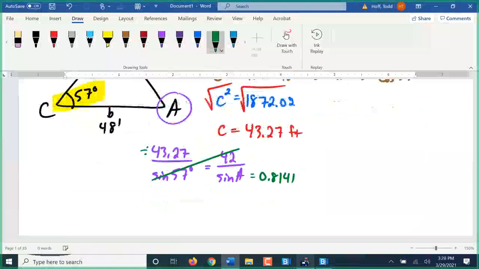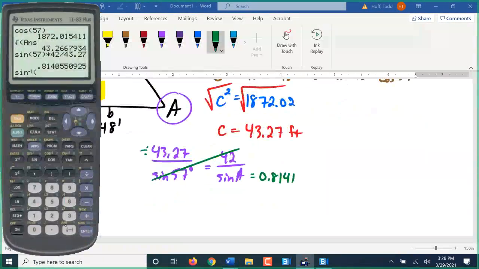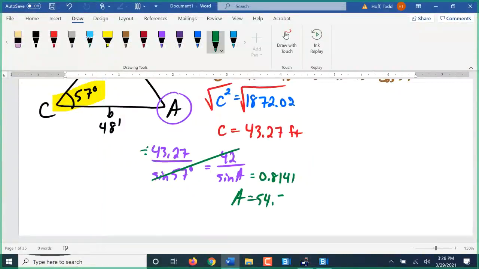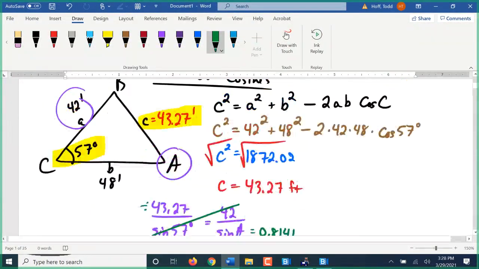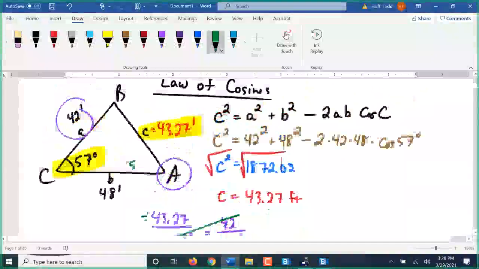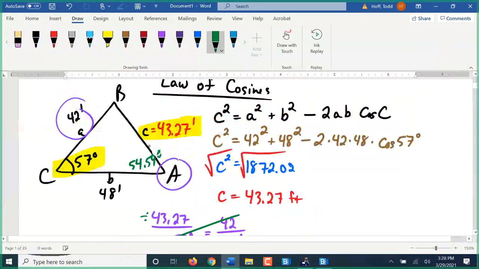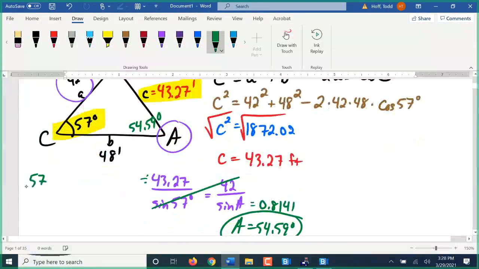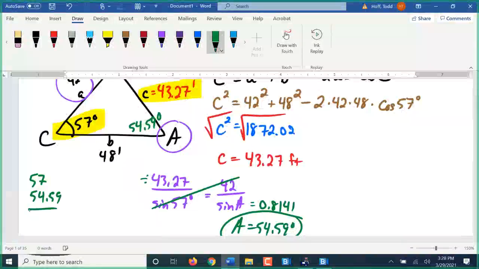What's next? Inverse sine of that answer, 54.59 degrees. We know that that is the actual angle. We don't have to worry about subtracting from 180 or anything like that, because A has to be the smallest angle in the triangle because it's opposite the smallest side. Now how do we find angle B? Yeah, we'll add those together. 57 plus 54.59 is 111.59. And then 180.